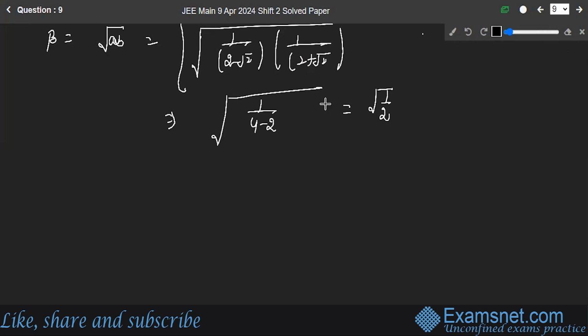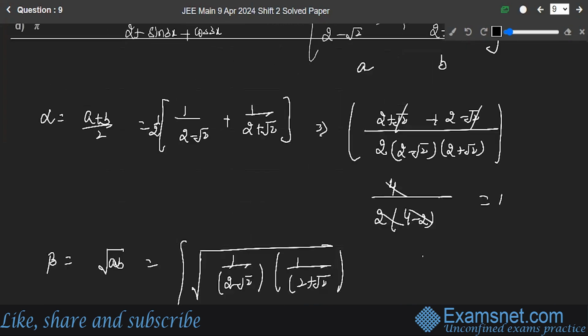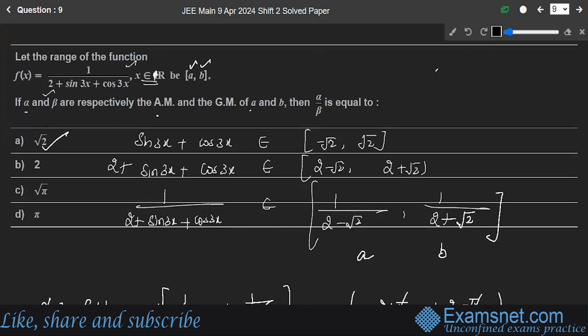Right? And what you have to find out was alpha upon beta. Alpha was this, and beta was 1 upon root 2. So this is 1 upon root 2. That means the answer to the question is root of 2. So here you have the A option as the correct answer. Hope you got that. Let's move to the next.